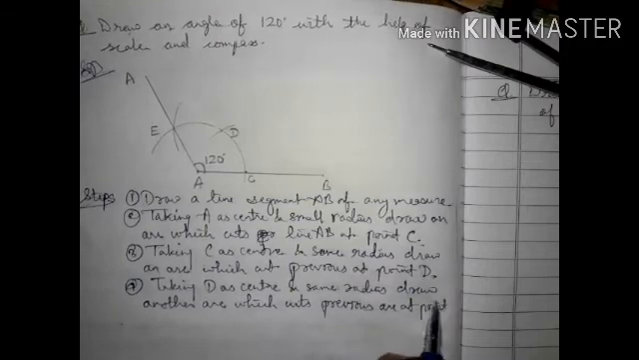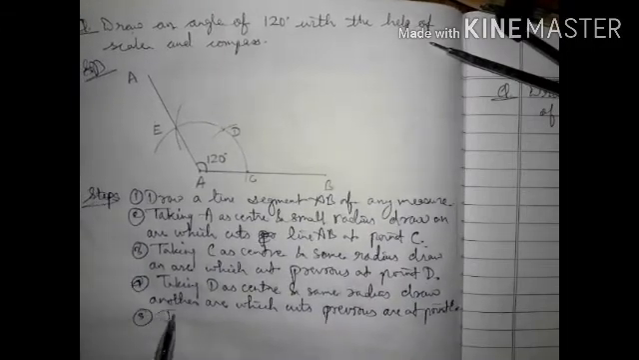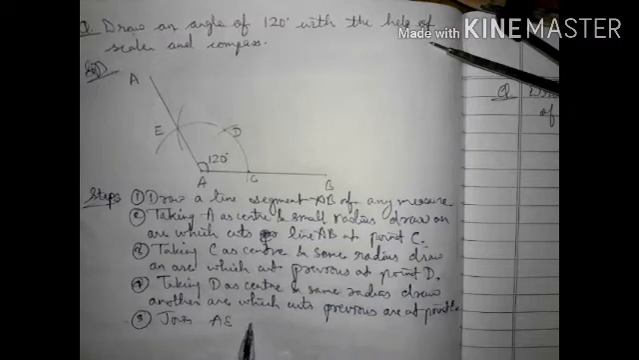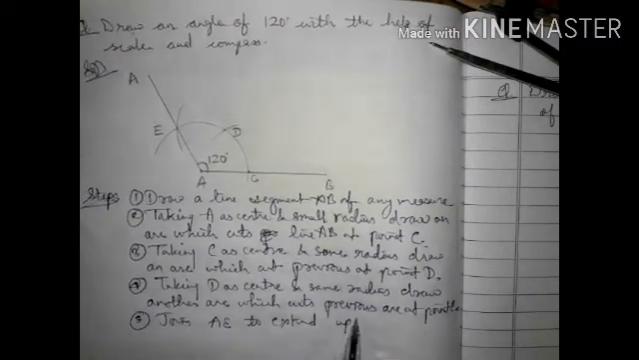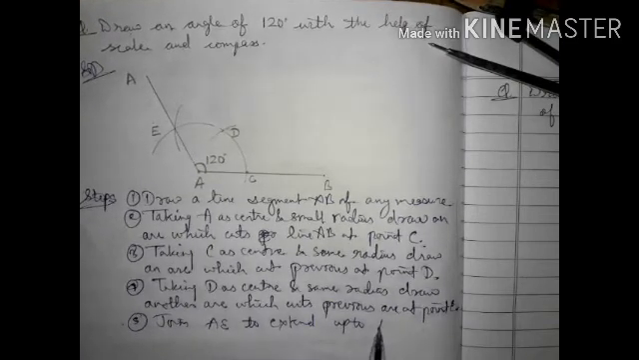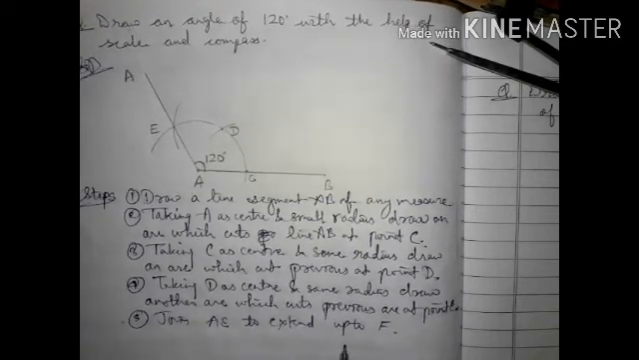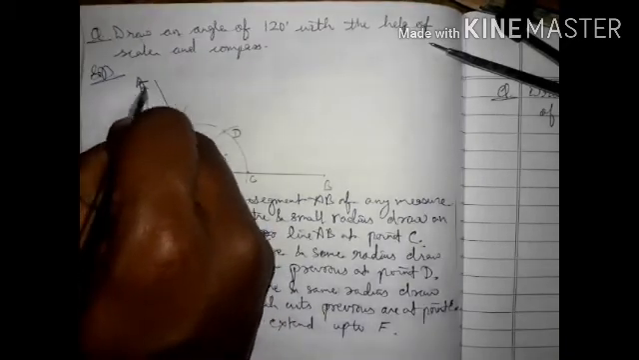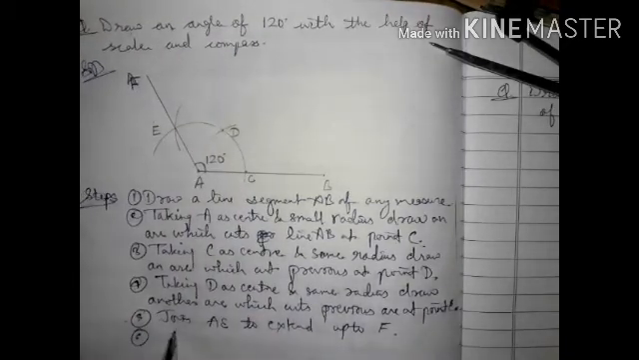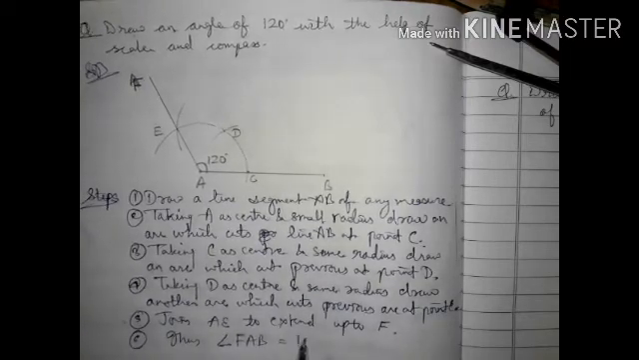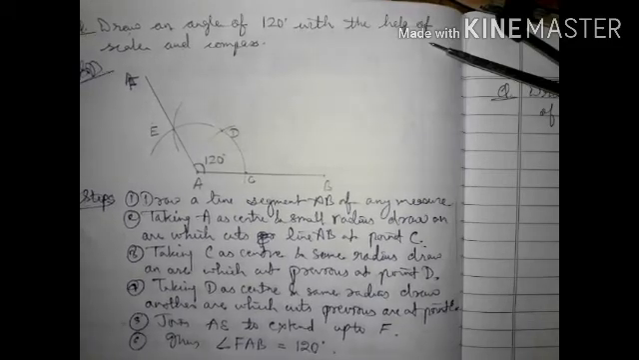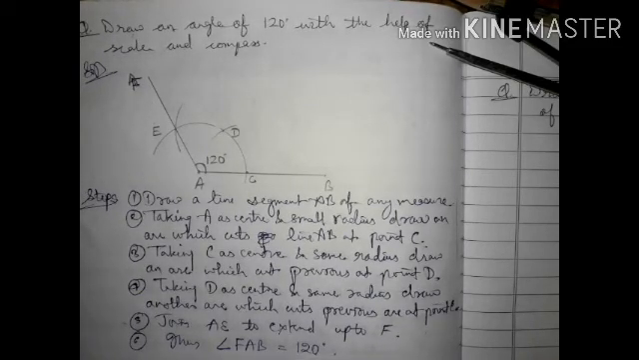at point E. Now join AE and extend up to F. This point we have to take as F. Now, thus angle FAB is equal to 120 degrees. Do these questions in your notebook, and in your homework draw this diagram again.